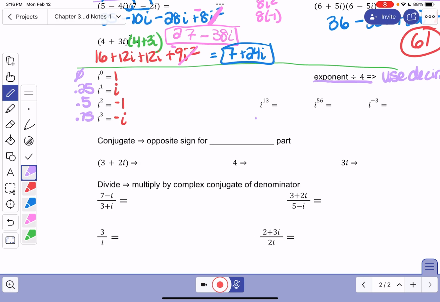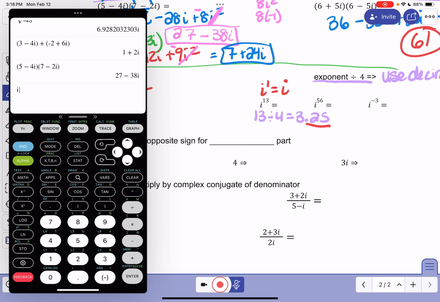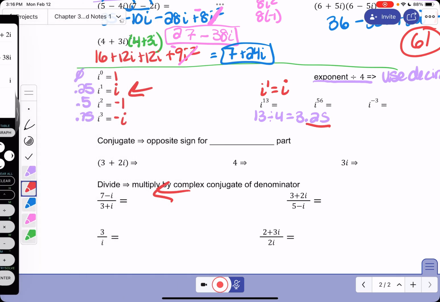So for example, 13 divided by 4 is 3.25. 0.25 tells us that this is the same as i to the first, which is i. The calculator will also do that for you. So if you type second decimal and then use this caret button to raise it to the 13th power, it'll spit out the i. So you try the other two.